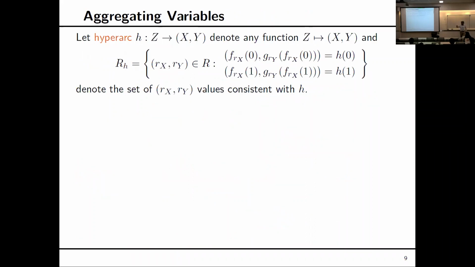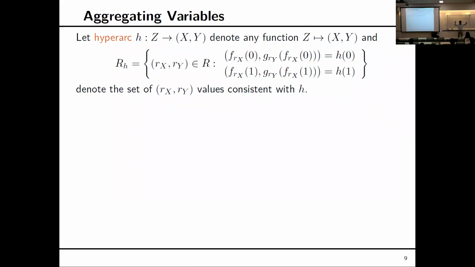So this is basically a more fancy name. I'm going to define a hyperarc to be a function that takes z to xy. I have completely suppressed the indices for the moment. I only care about what happens from z to x and y. This set R sub h basically says, take all the indices Rx, Ry, such that they give me the same performance as far as the input and output is concerned. The input is z, the output is x and y.